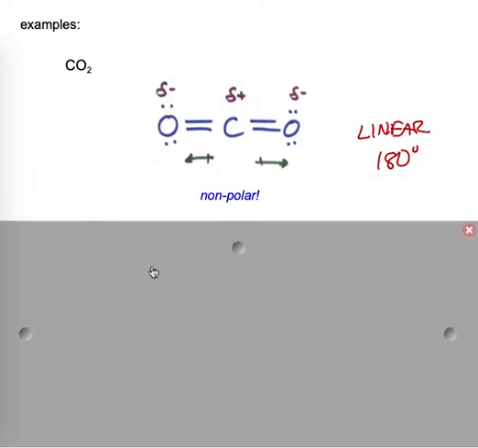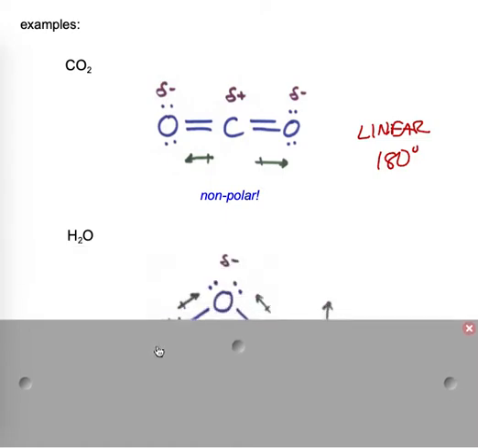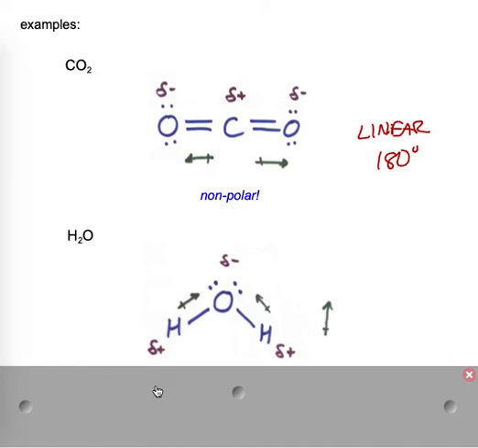On the other hand, if I consider a molecule like water, I draw the Lewis structure, and I see I have a bent geometry with a bond angle of approximately 109.5 degrees. I still have two very highly polar covalent bonds. There's a large electronegativity difference between the oxygen and the hydrogen, giving me a substantial partial negative charge on the oxygen and a substantial partial positive charge on the hydrogen.